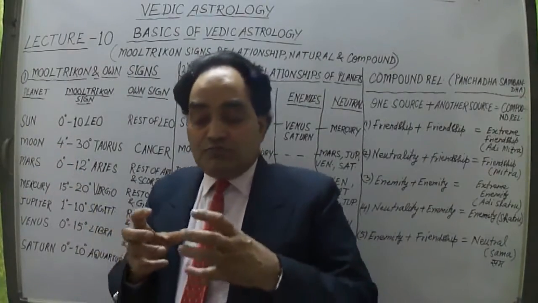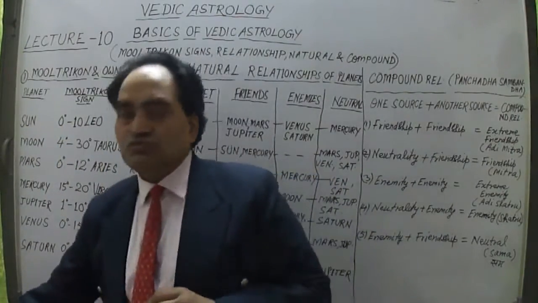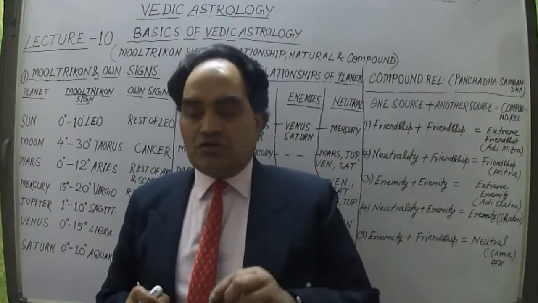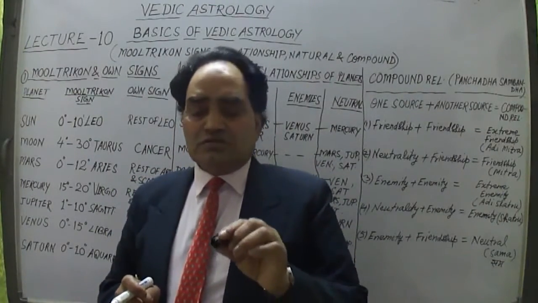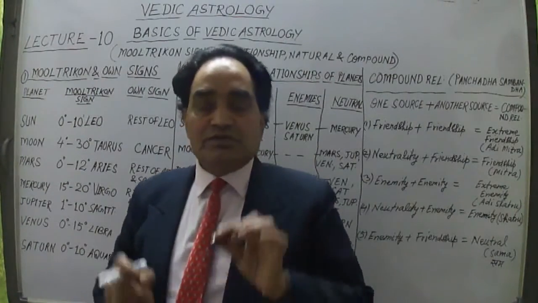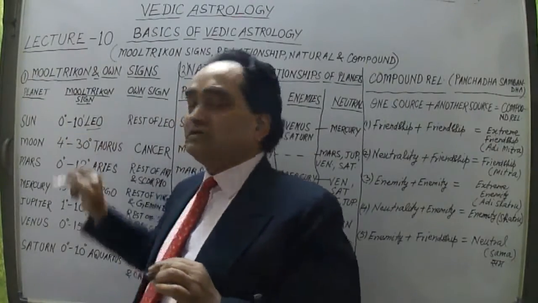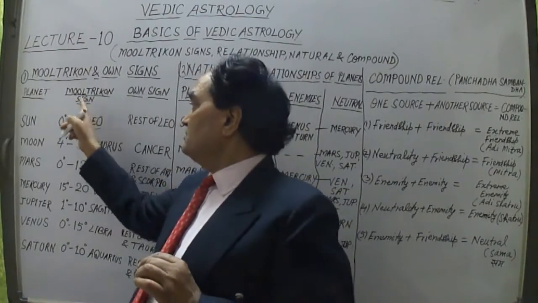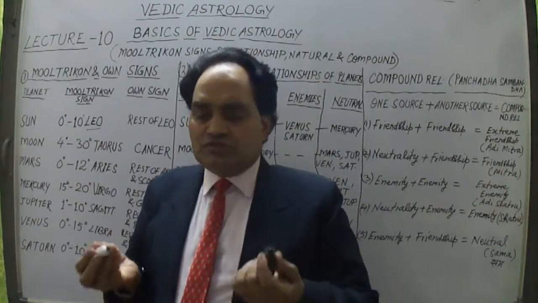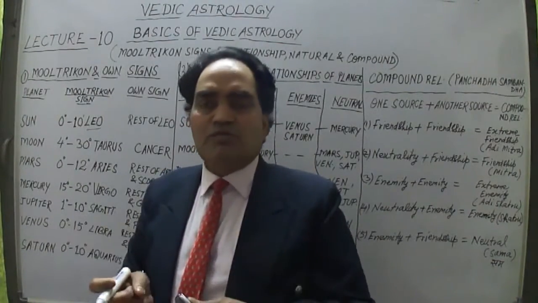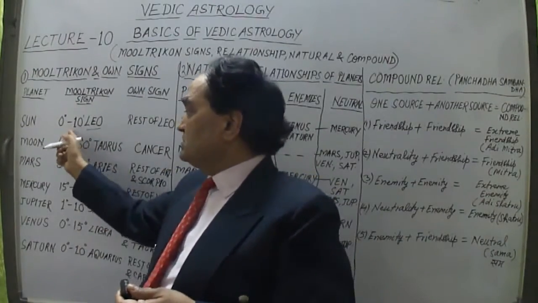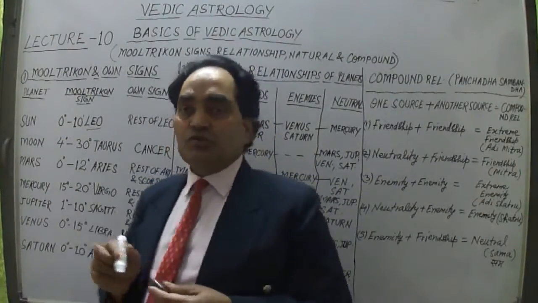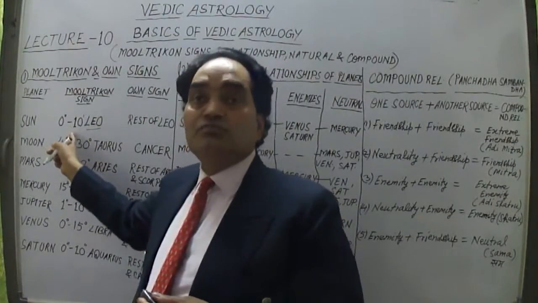Sun is more active in 0 to 10 degrees in Leo sign. Leo is lorded by Sun, but in Leo itself, Sun is more active, having its Mooltrikon sign. Mool means root sign or actual sign, or more powerful activity during these degrees, 0 degree to 10 degree in Leo sign. This is the Mooltrikon sign of Sun.